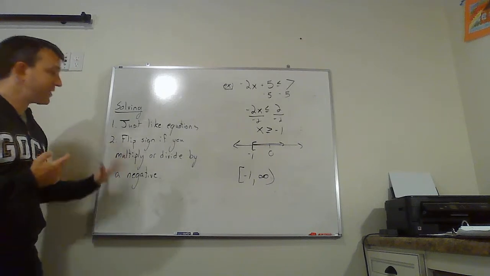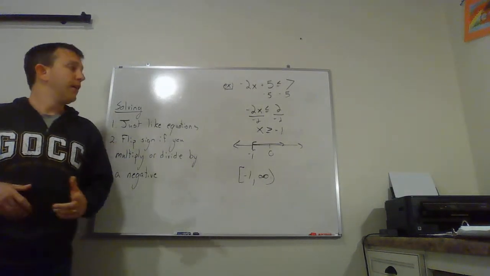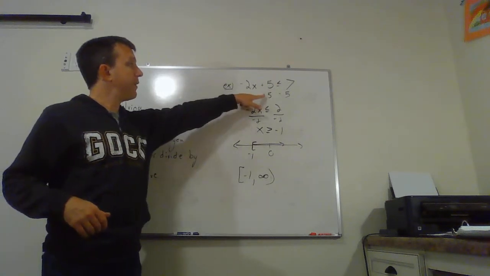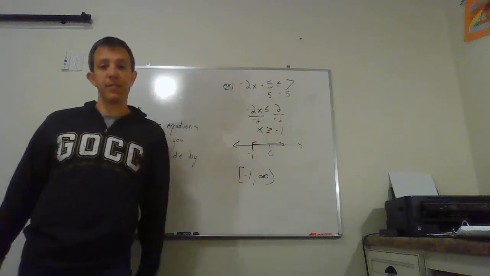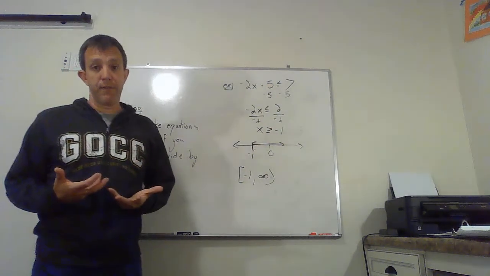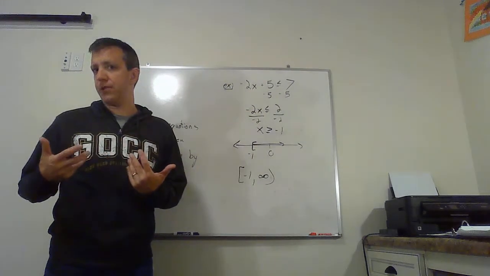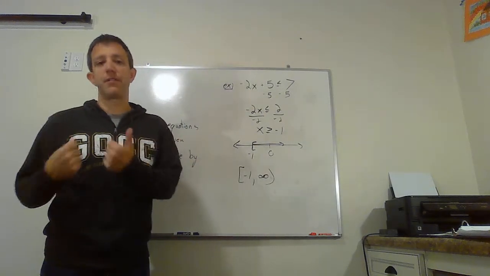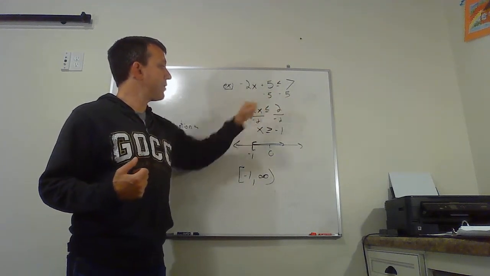Okay, so anytime you multiply or divide by a negative number, you're going to turn that sign in the middle around. Now, one thing to watch out for, here I had to subtract 5. I have negative 2x plus 5 less than or equal to 7. So I need to subtract 5. That doesn't flip the sign. That's subtraction. It's not multiplication or division. So even though it's a minus 5, I don't need to turn it around. So I subtract the 5. I get negative 2x is less than or equal to 2.